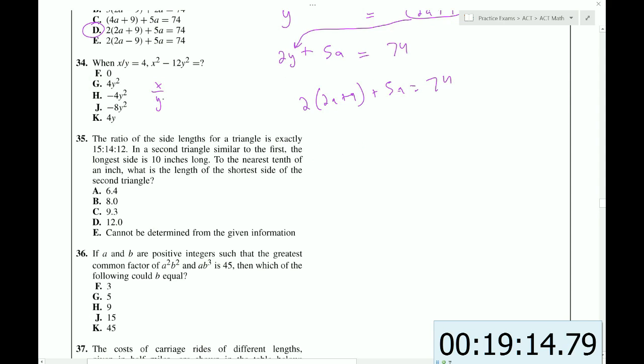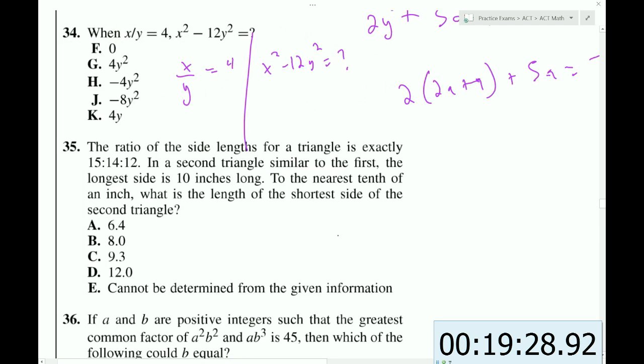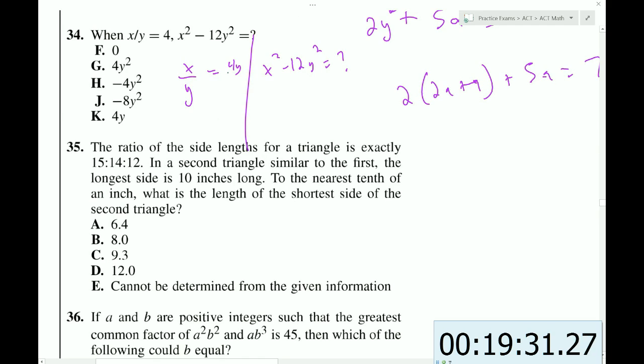When x over y equals 4, x squared minus 12y squared equals question mark. Right? Well, I can factor, let me see. So one way to do it is just to move the y over. You get x equals 4y. Then you could plug this in for x here. So 4y quantity squared minus 12y squared. So then you can square each piece of this. You get 16y squared minus 12y squared. That will give you 4y squared. G.